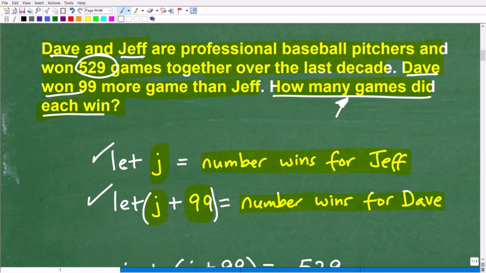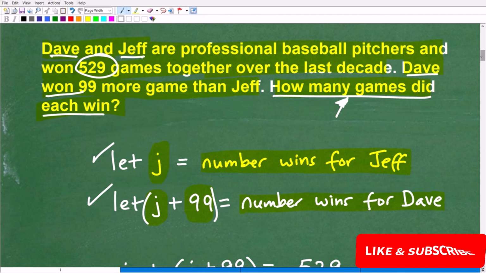Now, in algebra, sometimes you can have multiple different variables, but here, because I'm relating Dave and Jeff's games, I know that Dave won 99 more games than Jeff. So if I have Jeff's wins, I just tack on 99 and I have Dave's wins. So you don't have to use two separate variables here. So how do you know how to set this up? Well, you just have to practice. Like anything else, the more word problems you do, the better you're going to get.